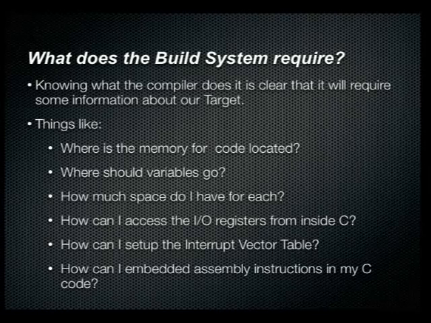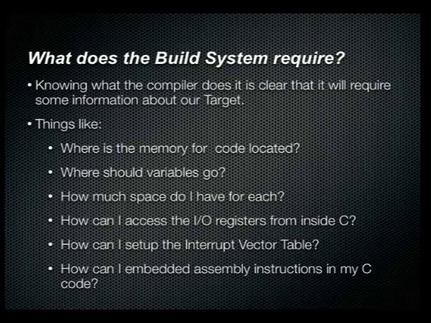Basically, our compiler is going to need to know some information about our target. It will need to know things like, where is the memory for code located? So where can we stick our program instructions? Where should our variables go? How much space do we have for our program and how much space do we have for our variables? So we need a very clear idea of the memory structure of our target, so the compiler can generate appropriate binaries that can fit in those various components.